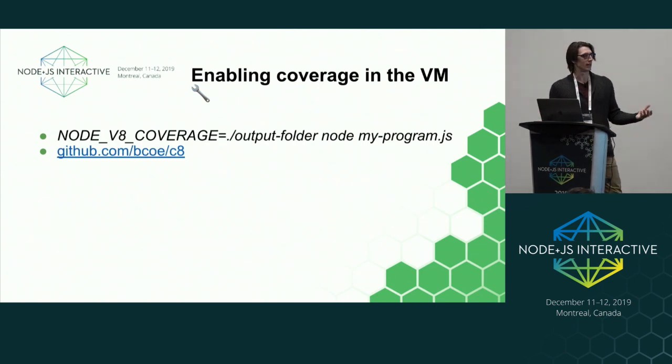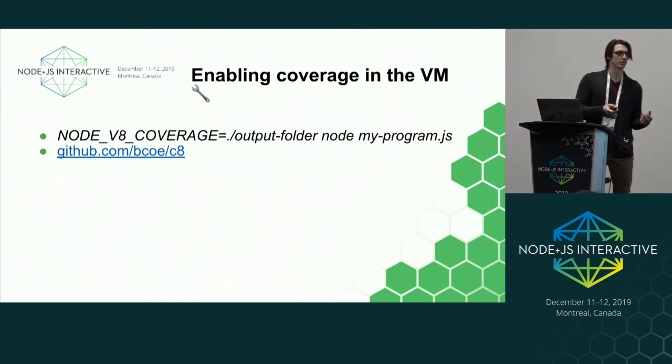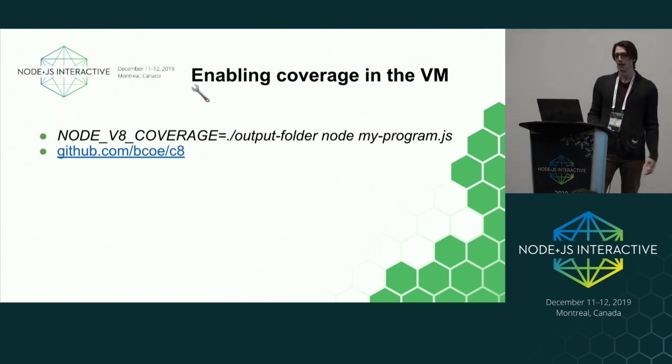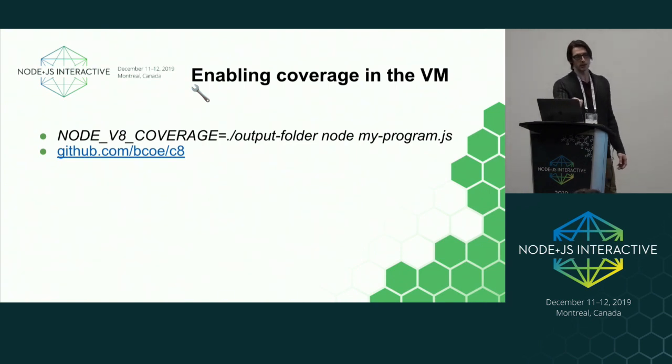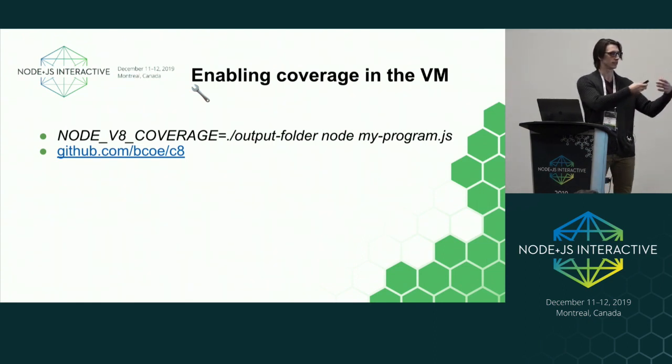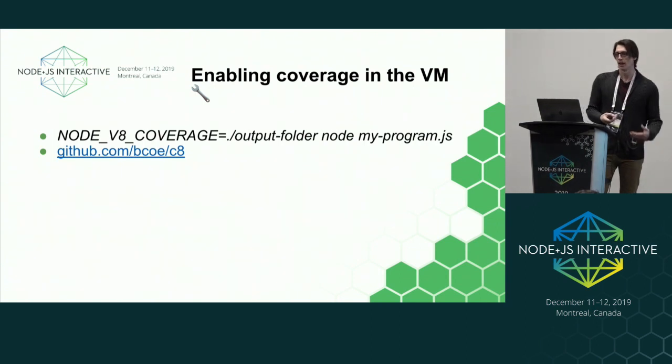Enabling this coverage in the VM, it's really easy. We've actually built it into Node.js itself. So if you take the latest version of Node, Node 14 off GitHub or Node 13, and you set this environment variable, NODE_V8_COVERAGE, and you give it an output folder, and then you run your program as you would usually run your program, you will actually end up getting a bunch of inspector coverage information out to that output folder. So it's built in. And these raw JSON files get output that tell you what's been executed.